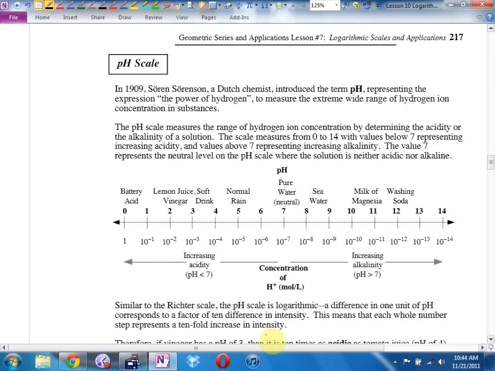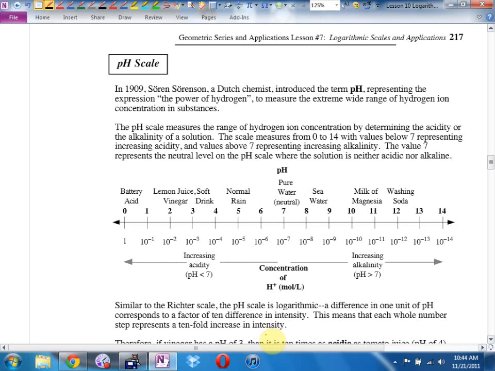The pH scale measures the range of hydrogen ion concentration by determining the acidity or the alkalinity of a solution. I have no idea what that means. I know acid means don't put it in your eye. I've seen enough movies to know acid is bad. Alkaline, I think, has something to do with the word base. I took Chem 11. I don't care right now. I can read a chart.